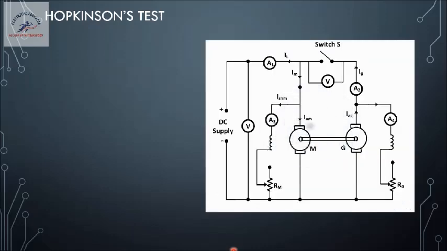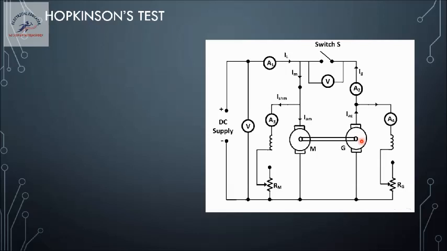Next we are learning about Hopkinson's test. Let us have a look at the circuit diagram. This is very important, so understand the circuit properly. Here, two machines, one working as a motor, other working as a generator, are connected via shaft. So there is a mechanical connection between motor and generator.